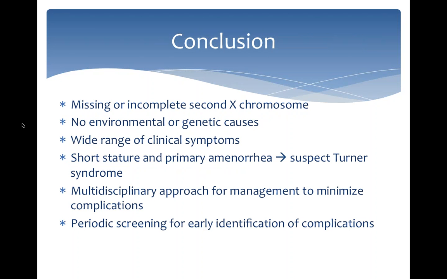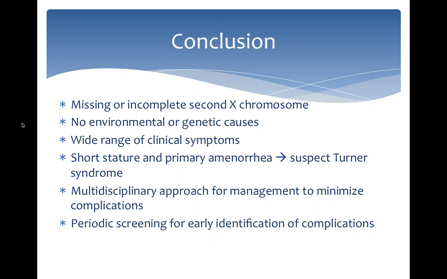So in conclusion, Turner syndrome is marked by a missing or incomplete second X chromosome. There are no environmental or genetic causes. It does include a wide range of clinical symptoms. Just think back to that picture that I had on the slide. If you can remember that picture and the symptoms that were on there, you will be able to recognize a patient with Turner syndrome.